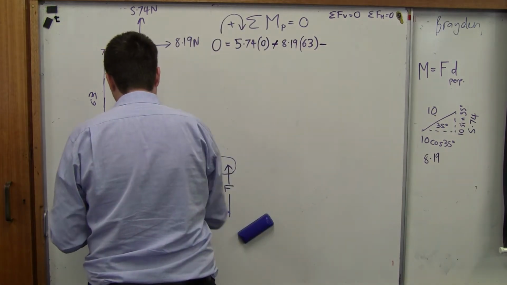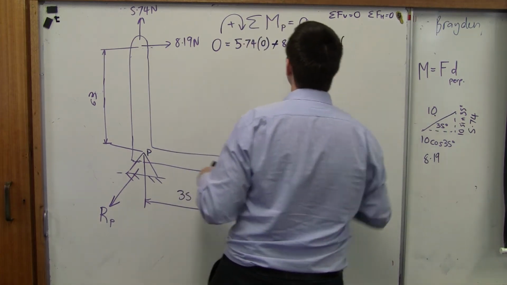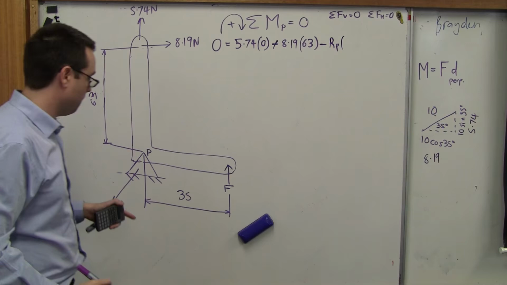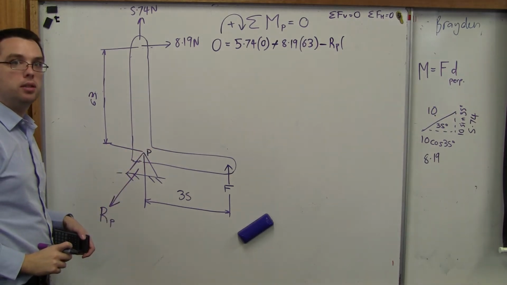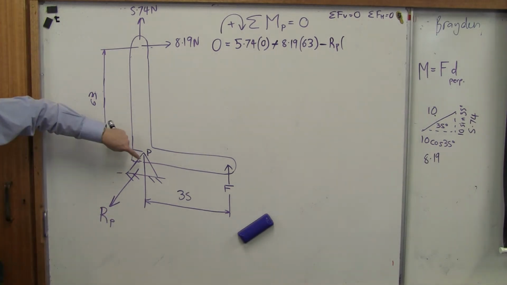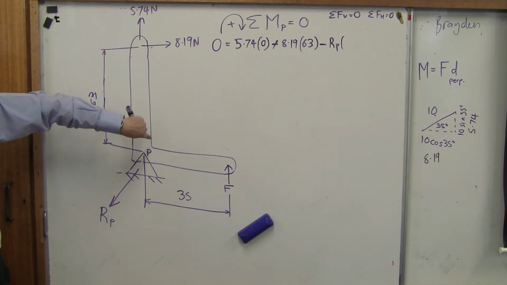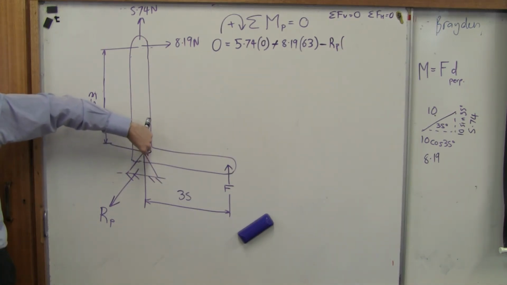Okay, so I have reaction at P. What is the perpendicular distance from the reaction at P? How far away is that reaction from point P? This reaction is passing through point P. That's that line. How far away is it from point P? 0. Great.